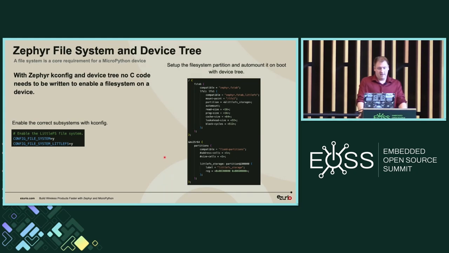So in Zephyr, with Kconfig and device tree, you don't have to write any C code to get a file system running on your board. With Kconfig, turn on the file system and pick what file system you want to use. In this case, we usually always use LittleFS. And on the right-hand side here, you can see a snapshot of our device tree where we have a partition set up in an external QSPI, and then we use fstab to auto-mount that partition. You can see the auto-mount flag right here. So it's linked to this file system partition, and on boot, it formats it if it's not already formatted, and you're on your way. You've got your file system already running.